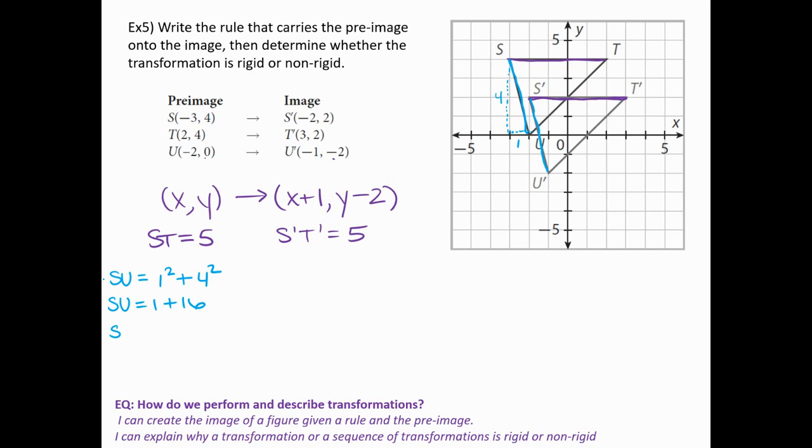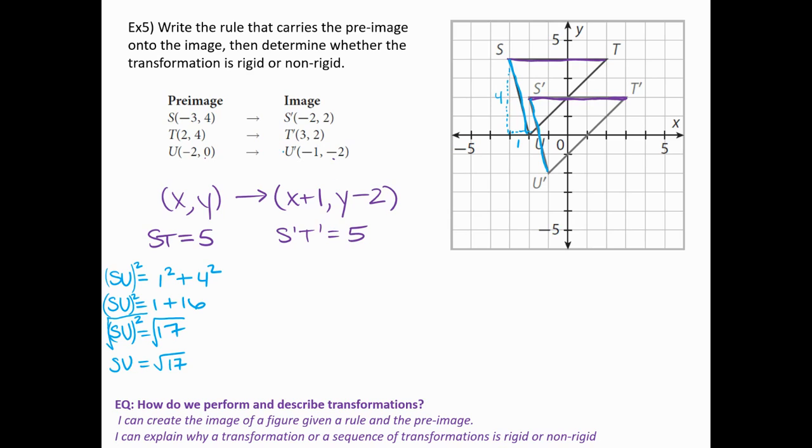And this is SU squared. A squared plus B squared equals C squared. Excuse me, I don't know what I was thinking. So I have SU squared is 17. To figure out SU, my last step here would be to square root both sides. And I get the actual distance for SU is square root 17. I'm not worried about approximating it because we're just trying to see if they match.